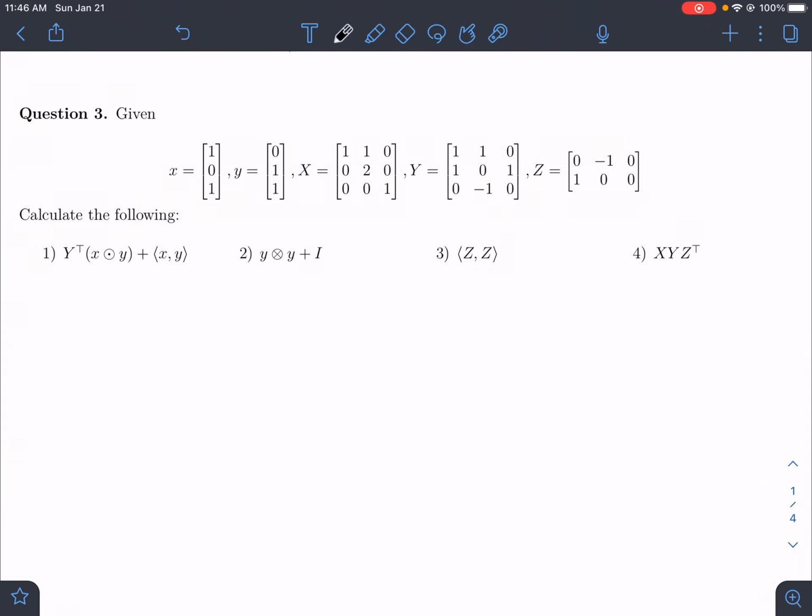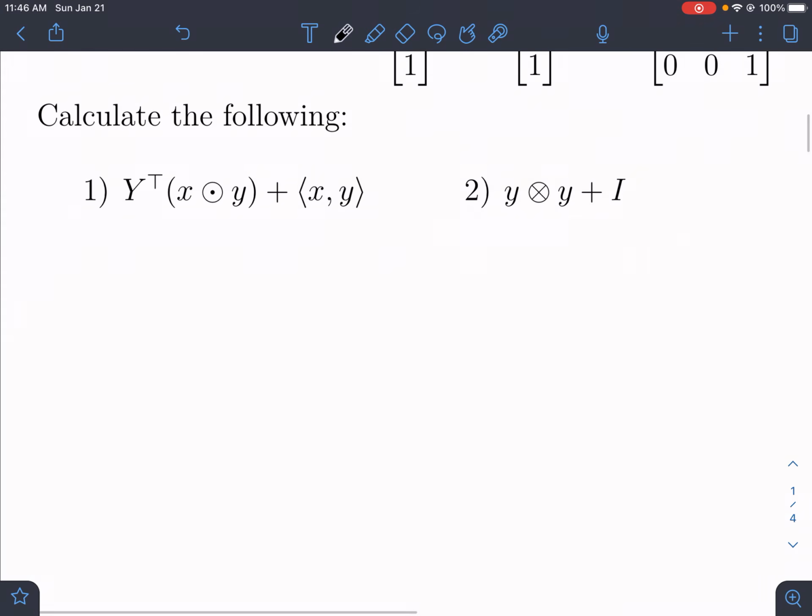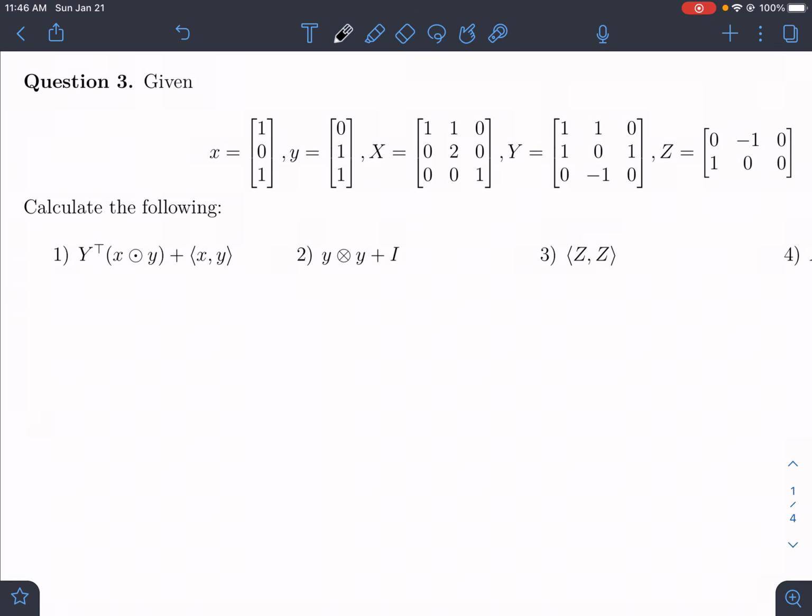Hello. In question 3, we're going to be doing some matrix math. For part 1, we need to calculate this. So, let's just get started. Y transpose, as stated. So Y is this, so we need to transpose it.